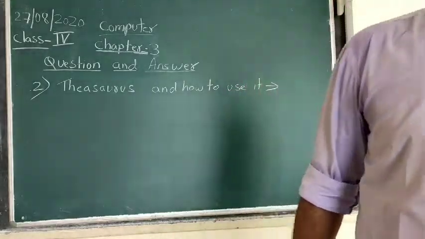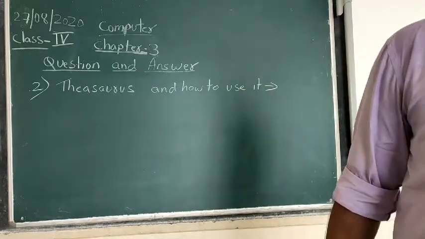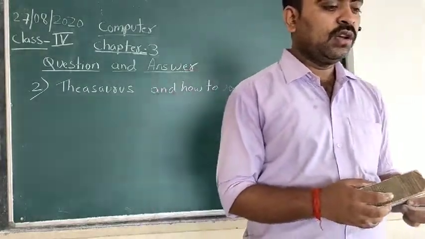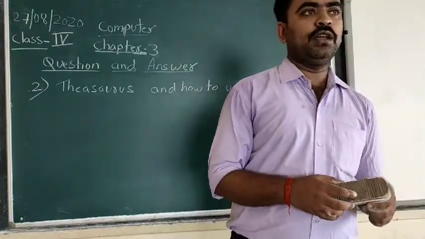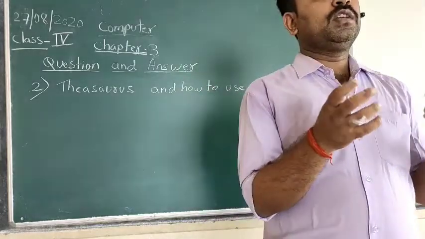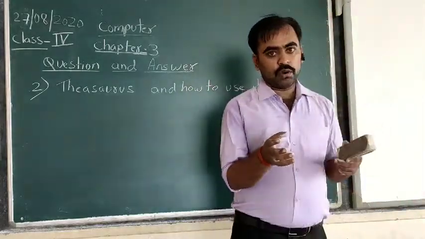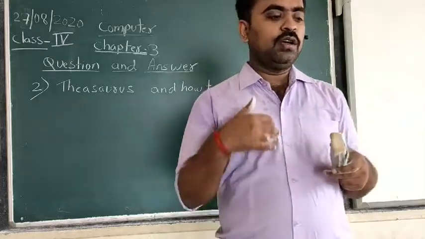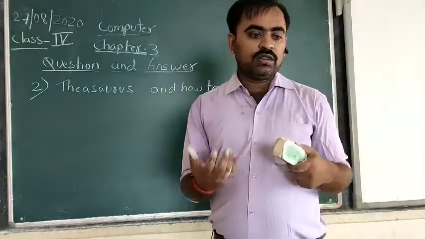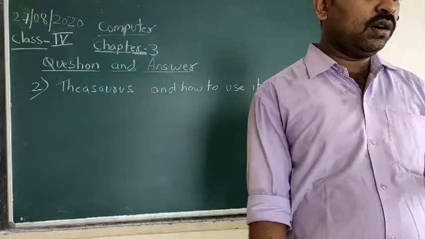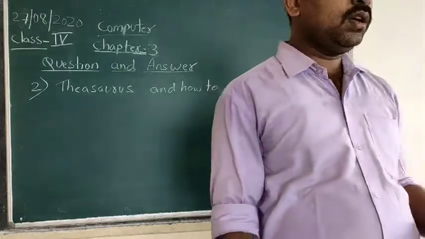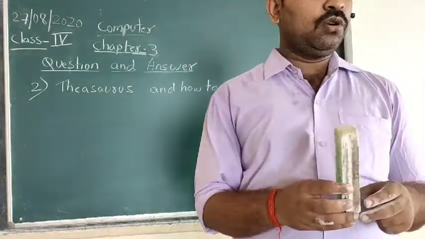A thesaurus is like a book or an option which consists of words in a group of synonyms and antonyms, which improves your vocabulary. In order to improve your vocabulary or to find a new word similar to any particular word, and you want to use it in your document, you can use the thesaurus feature which is available within the Word program. So it consists of a group of words, synonyms and antonyms, which improves your vocabulary.